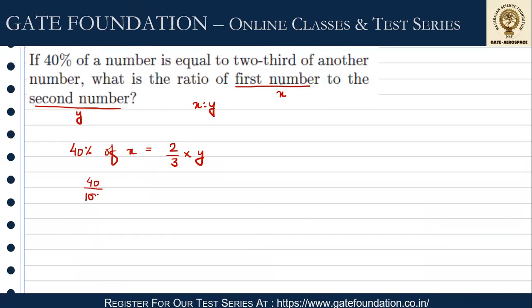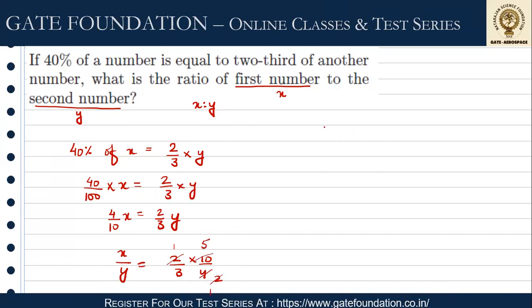40 by 100 percent है, ठीक है? तो percent basically means upon 100 into x is equals to 2 by 3 of y. This will become 4 by 10 of x is equals to 2 by 3 of y. और यहाँ से हम find कर सकते हैं x upon y, which will become 2 by 3 into 10 by 4. So this will get cancelled over here by 2 and this will get cancelled over here by 5. So x is to y will be 5 is to 3.